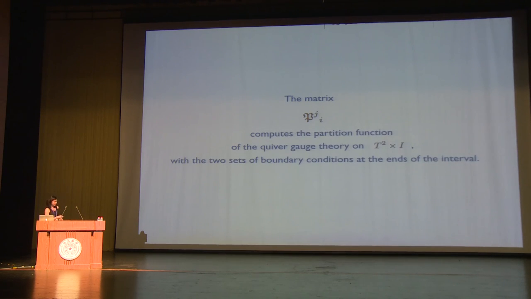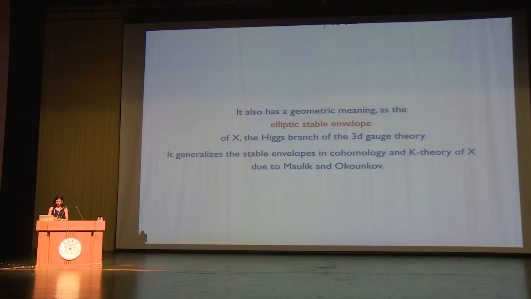So the matrix that relates them has a simple physical meaning. It computes the partition function of the 3D quiver gauge theory on T2 times the interval with two different boundary conditions at the ends of the interval. Now, it also has a geometric meaning as the elliptic stable envelope of X, where X is the Higgs branch of the 3D gauge theory. So this is a piece of mathematics. It generalizes stable envelopes in cohomology and K-theory of X due to Maulik and Okounkov.